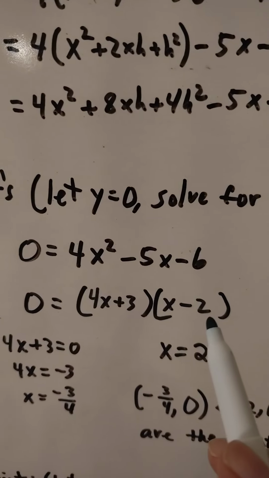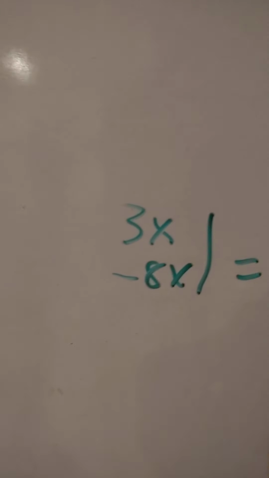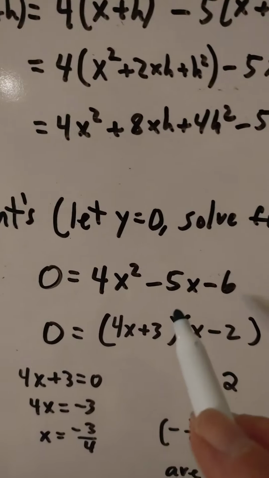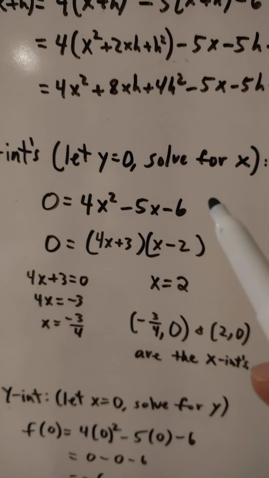What's 4x times negative 2? Negative 8x? I'll write that here. Always add them up, and what does that give you? Negative 5x? And is that the middle term? Yep. So it is factored correctly. Or you could just FOIL it and see if you get back here again.